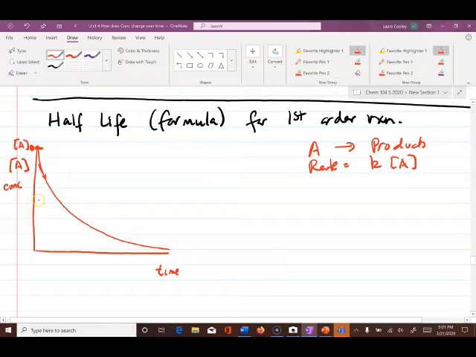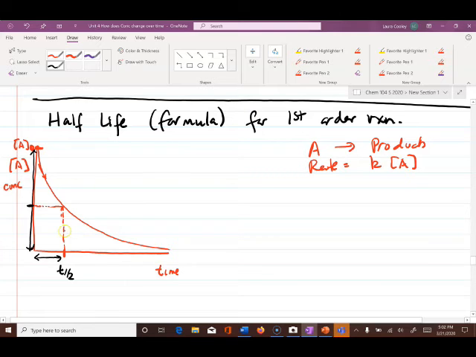And when it gets down to half, it's about here. So let's say we started with this concentration, and this is about half of it. Well, it's not a very good drawing, but you'll have to imagine with me. So this is the half-life that has elapsed. That would be t1/2.